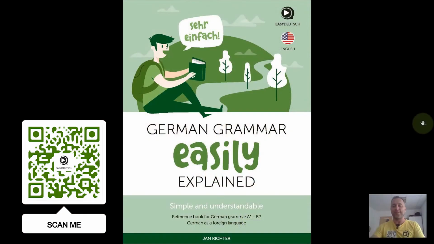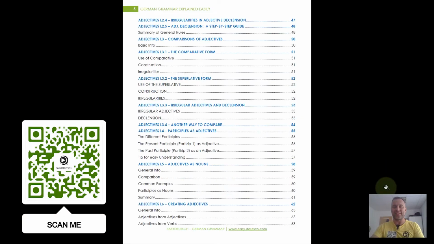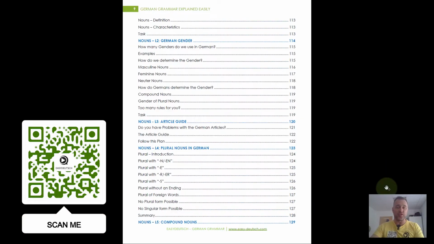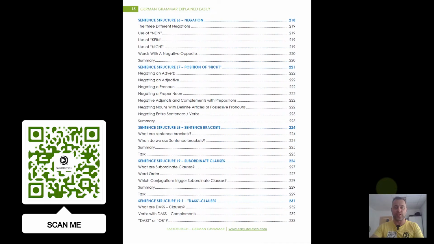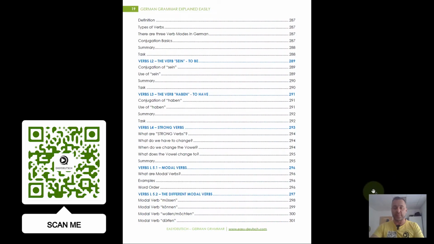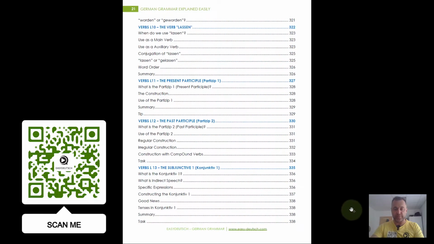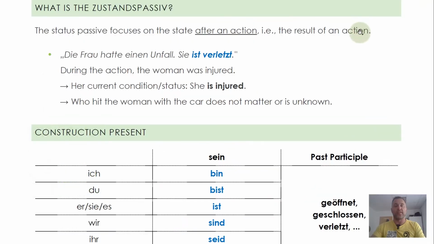So here now in my ebook, German Grammar Explained Easily. Today's topic is Zustandspassiv, so the German status passive. So let's jump right in. So what is the Zustandspassiv? The status passive focuses on the state after an action, so for example, the result of an action. Let's have a look at an example.